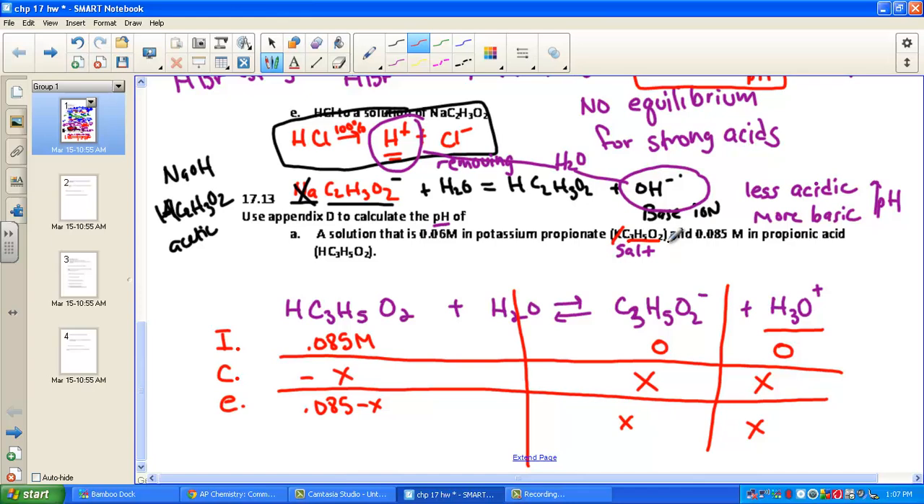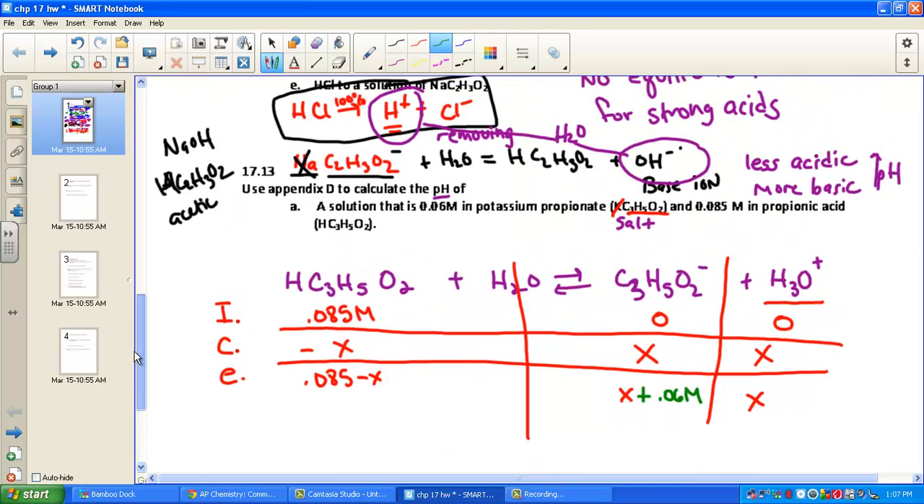The common ion here is the C3H5O2, that goes right here in the equilibrium. Oops, not there. The common ion is C3H5O2 negative. That addition was 0.06 molar.